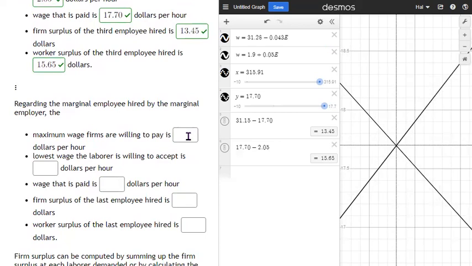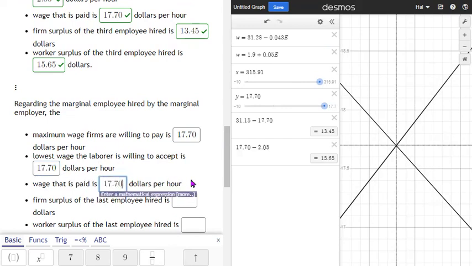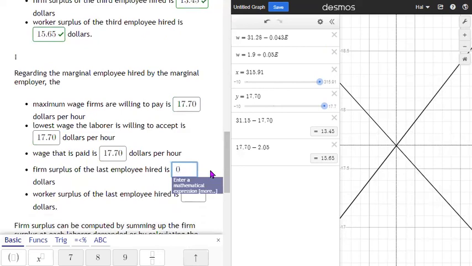Because the maximum the firm is willing to pay is 17.70, the lowest wage that the last worker hired is willing to accept a job for is 17.70, and the wage that is paid is 17.70. So the firm is indifferent between hiring or not hiring the worker, and this last worker hired is indifferent between accepting the job and not accepting the job, because both these surpluses are zero.